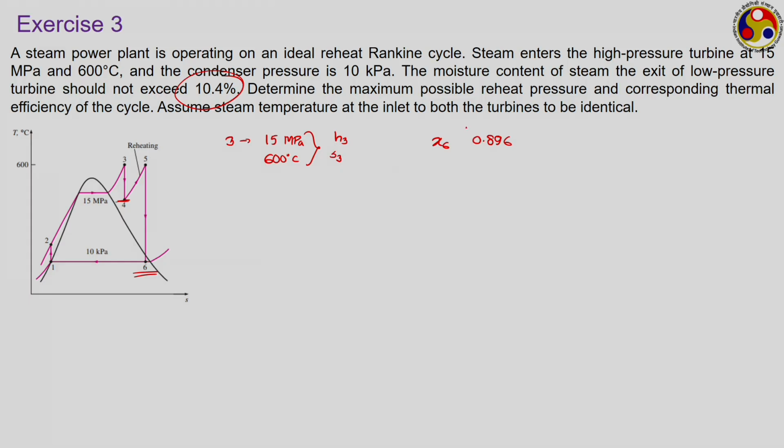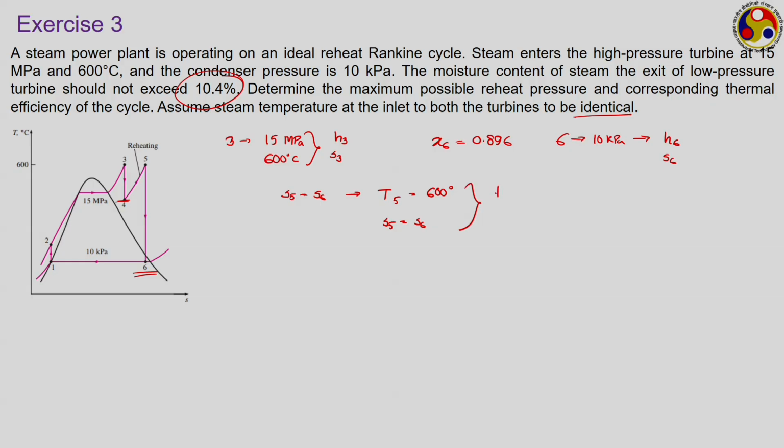Let us put X6 equal to 0.896. Then for point number 6, what we can say? We know that the pressure is 10 kilopascal, and we also know the value of X6. So, using this you can calculate the value of H6 and S6. Now, corresponding to the LP turbine expansion, S5 should be equal to S6, and for point number 5 we also know that the temperature at the inlet to both the turbines is identical. So, we also know that T5 is equal to 600 degrees Celsius and S5 is equal to S6.